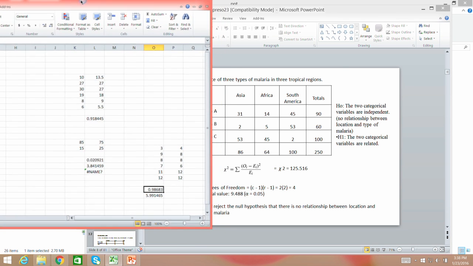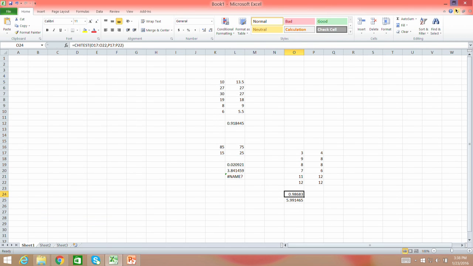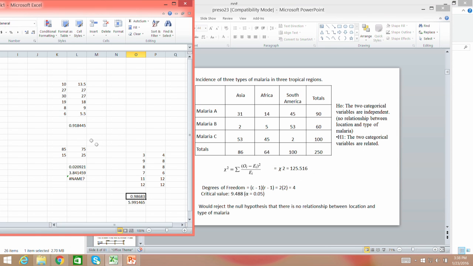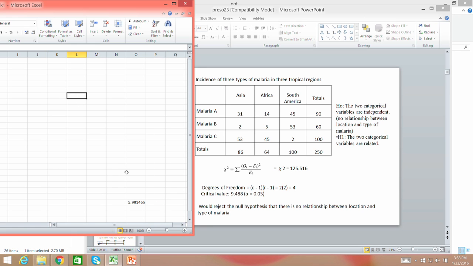Okay, so this is the observed: 31, 2, 53, 14, 5, 45, 45, 53, 2. Okay, whereas when I say expected, how do I calculate the expected?